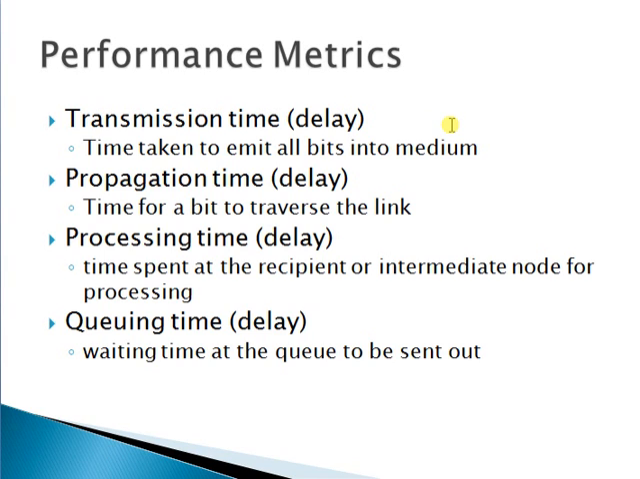Propagation time is the time for a bit to traverse the link. It means the time for all the bits of a frame to transmit from a sender to a receiver. Processing time delay is the time spent at the recipient or intermediate node for processing. And the queuing time delay is the waiting time at the queue to be sent.